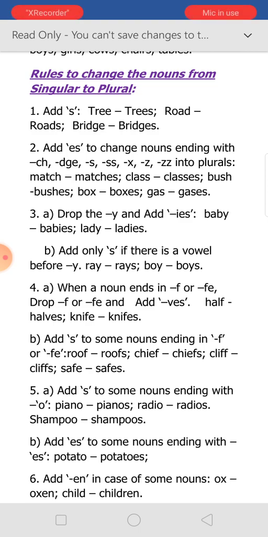Number 3, if y is present at the last of the word, then we will drop the y. That means we will not write the y and we will add ies, like baby. So we will write babies. Lady, ladies.